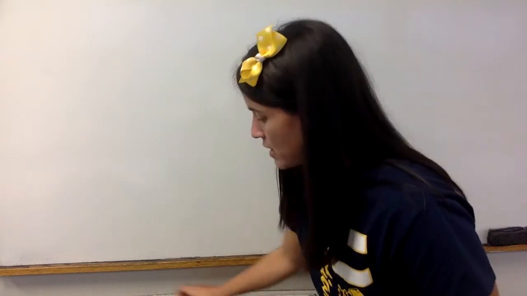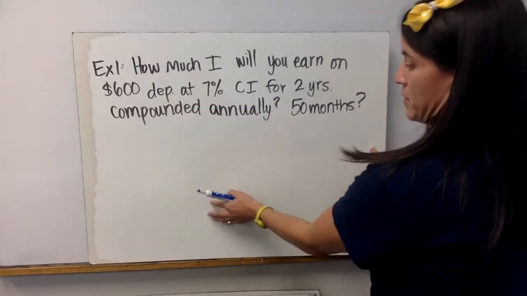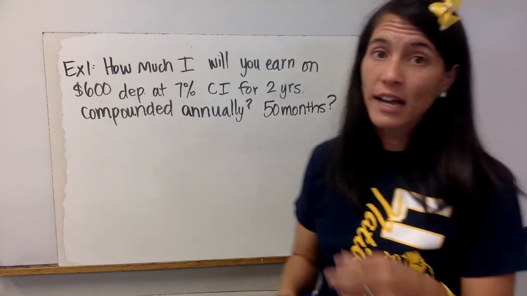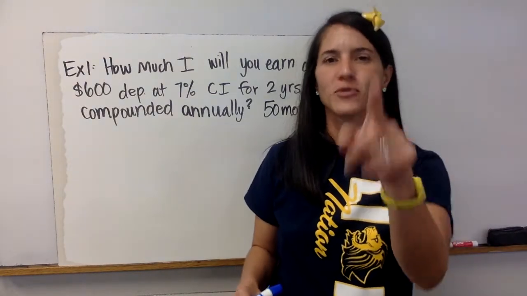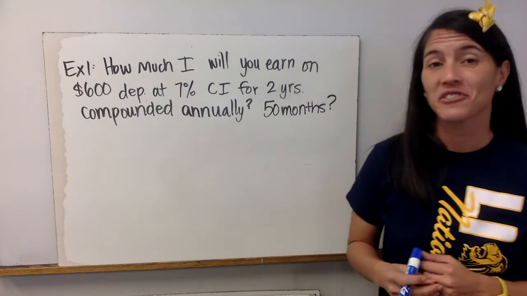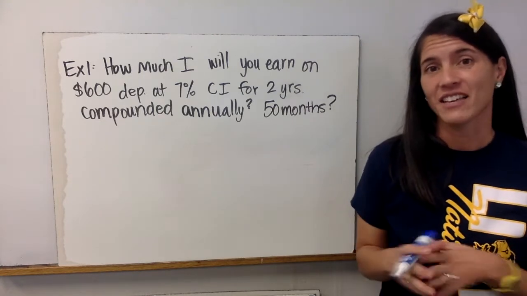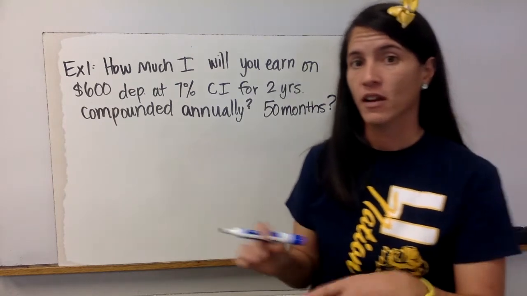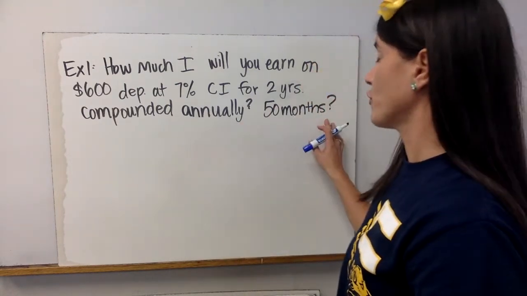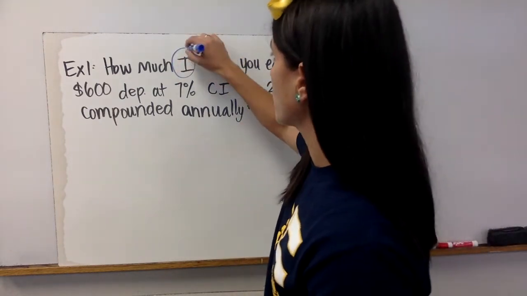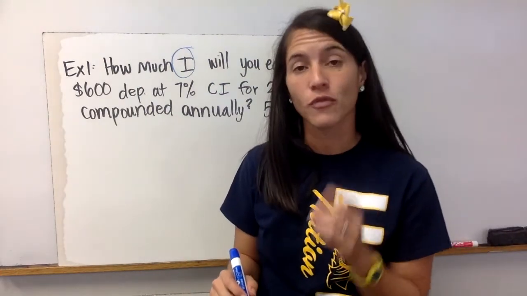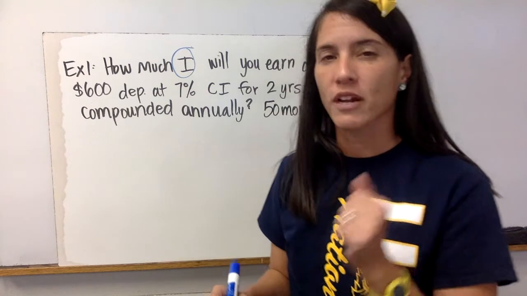All right, example 1. How much interest will you earn on $600 deposited at 7% compound interest for 2 years, compounded annually? So we're actually asking for the interest, which your formula does not give you. The formula gives you the total. So we're going to have to do a step backwards.